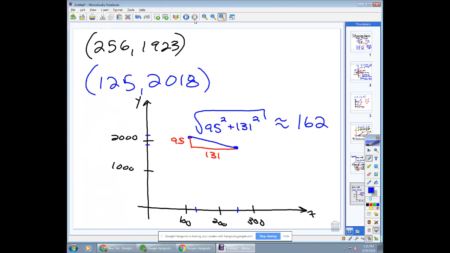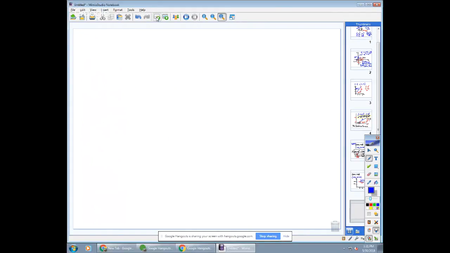Okay, so next cool thing about the Pythagorean theorem. I think we'll be okay with our graph paper. I forgot to print some today. So let's take a look at a circle. And let's do a really simple circle.